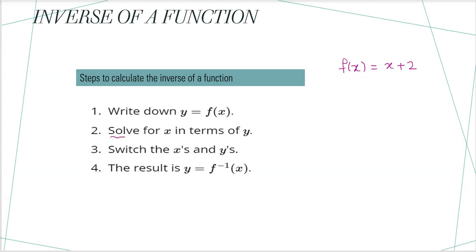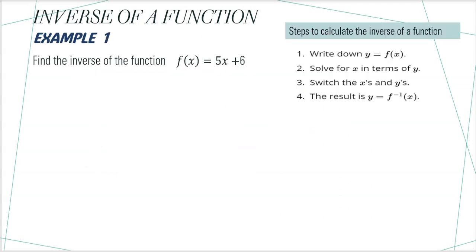After that, you have to solve for x in terms of y. It means you need to find the value of x. This value will be in terms of y. And then you have to switch the x and y. Means you replace x with y and y with x. And then you get your inverse function as y. Let's see it with the help of an example.